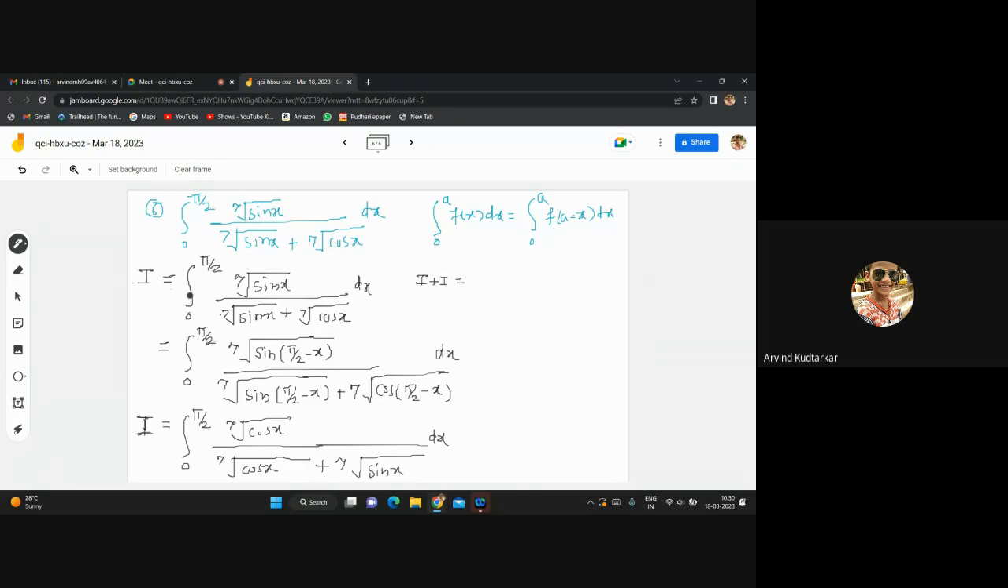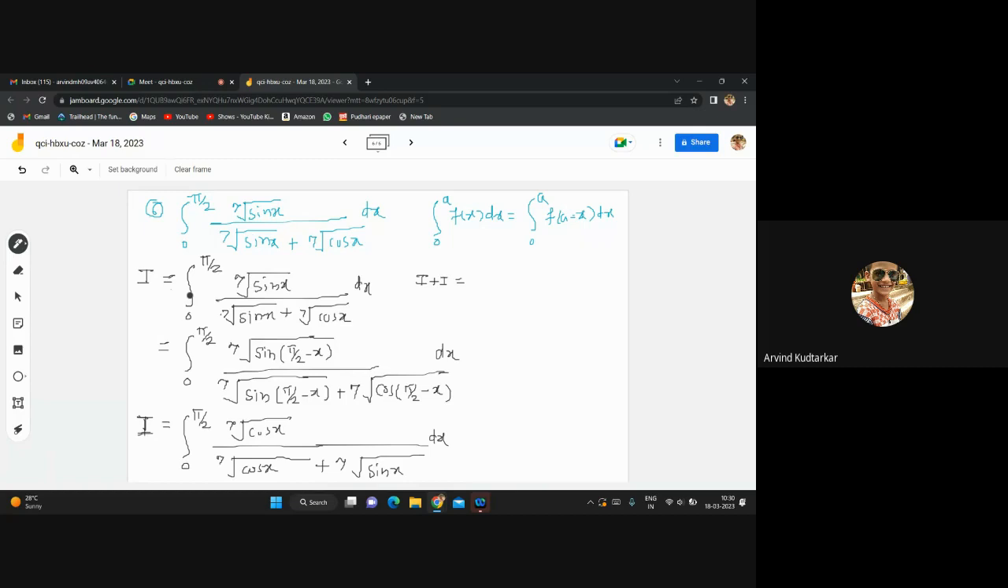So if you are adding these two integrals, that is I plus I, in this case the denominator is the same. The denominator is the same, as well as their limits are also the same, from 0 to pi by 2, 0 to pi by 2. The order is also the same. You add their numerators only. So I plus I is what? Integral from 0 to pi by 2. Here I am taking the addition of numerators directly because the denominator is the same. So add their numerators only.